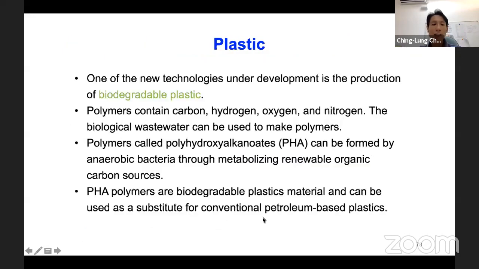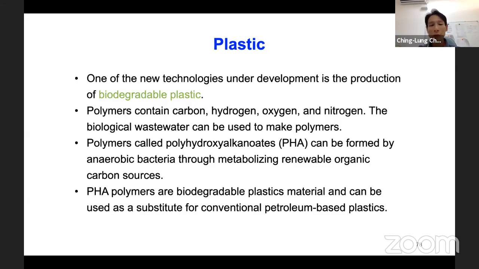And here comes plastic. One of the new technologies under development is the production of biodegradable plastic, because in Taiwan we use too many plastic materials. For example, plastic bags. Usually, when we go to the supermarket, we will use a plastic bag to hold our fluid or hold the products we purchase in the supermarket.